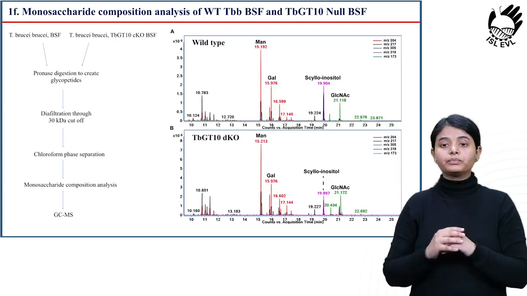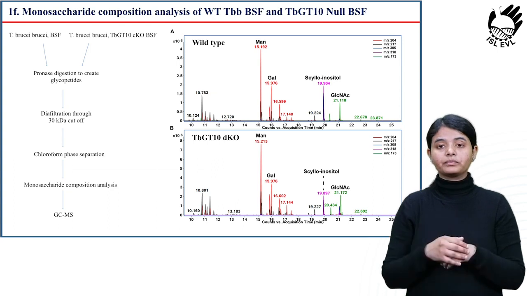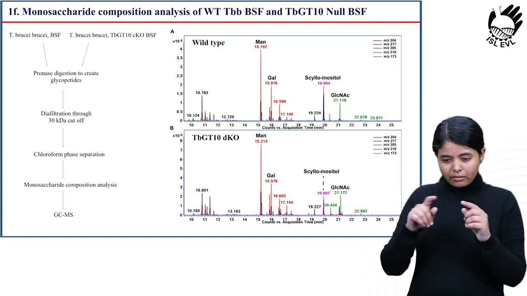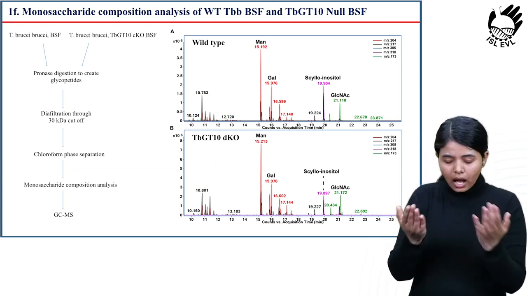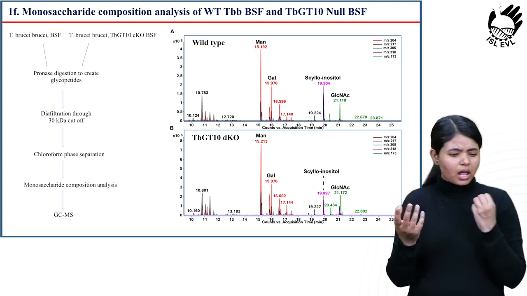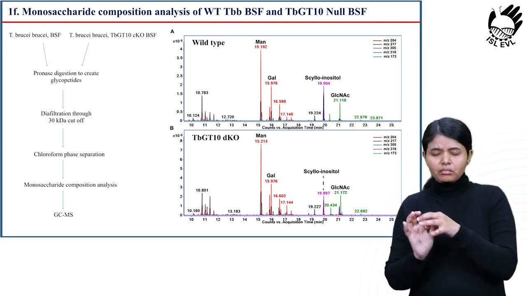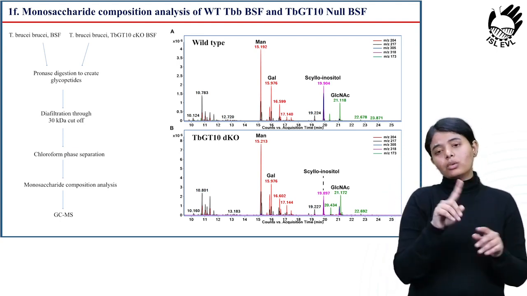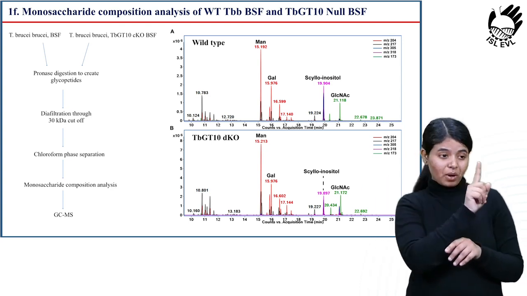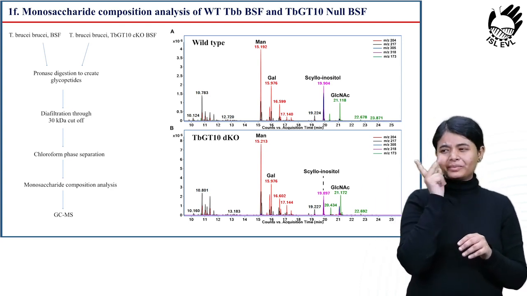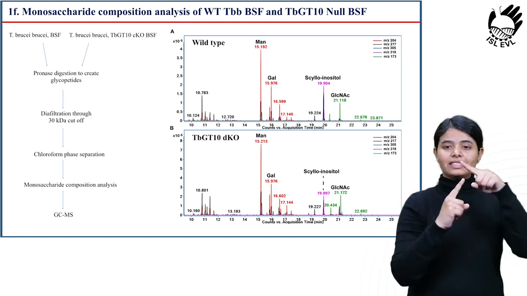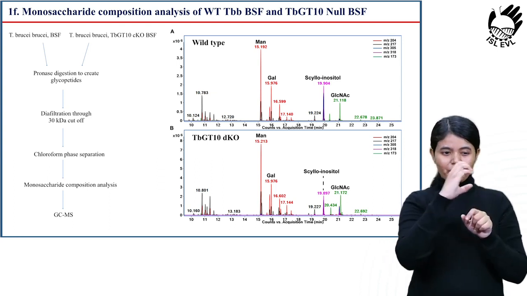So this is exactly what we did with TBGT10 glycan samples. I did the extraction and generated the glycopeptides of TBGT10 and the wild type cell lines, and then did the monosaccharide composition analysis. And we could see what sort of sugar were there in both samples, if there were any differences. But the only difference was in terms of quantity, not in the quality.